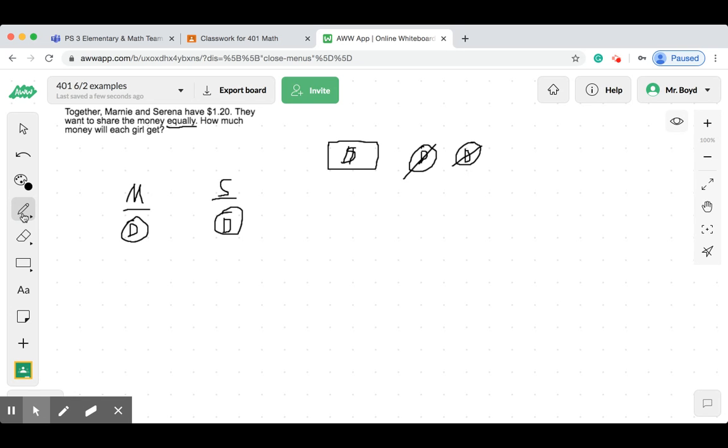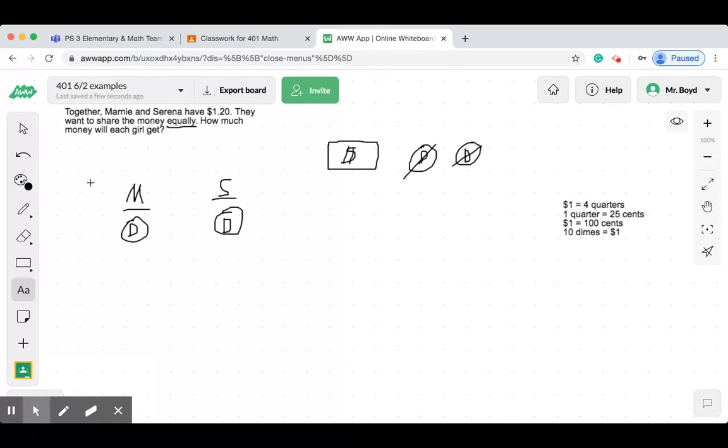I also know that $1 equals 4 quarters, because I know 1 quarter equals 25 cents and $1 equals 100 cents. So I know 4 quarters equals $1. I also know 10 dimes equals $1 if I want to do it that way, or 100 pennies, right? But I'm going to try and use the biggest way. I'm going to try and use quarters.